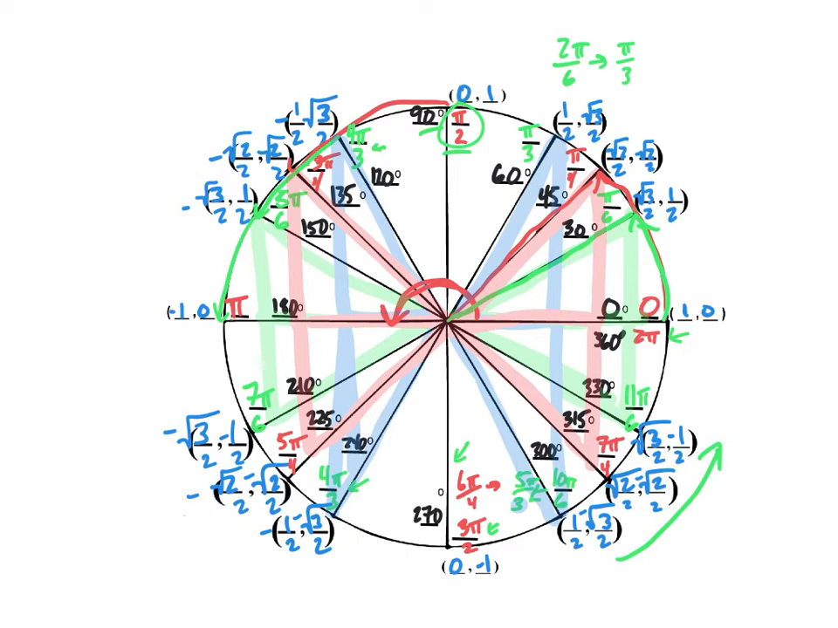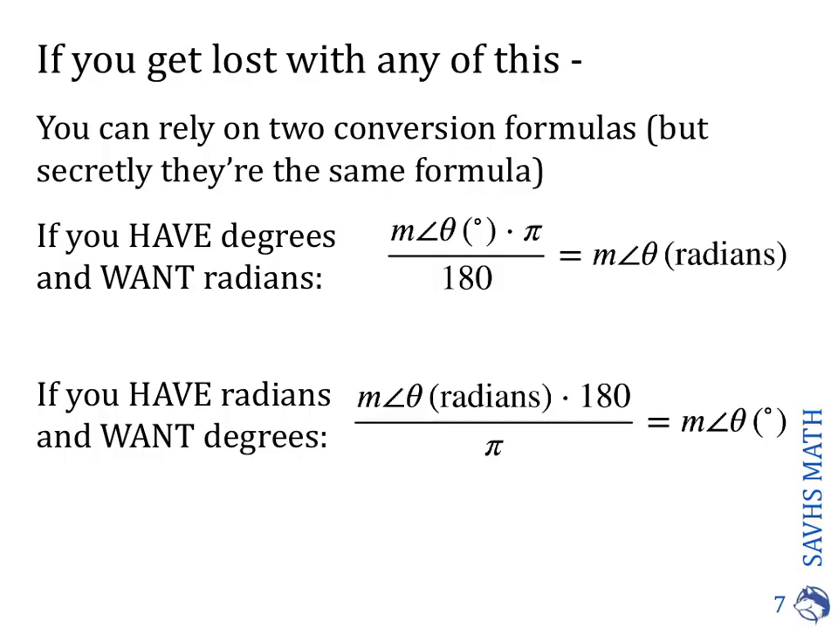Okay, that's the completed unit circle. So we have 3 things. We have our degree measures, we have our radian equivalents, and then we have our coordinates for each point on the unit circle. I know that was a whole lot of stuff that I just went through, but there are a couple of formulas that you can use just in case you got lost in the shuffle with all of that.